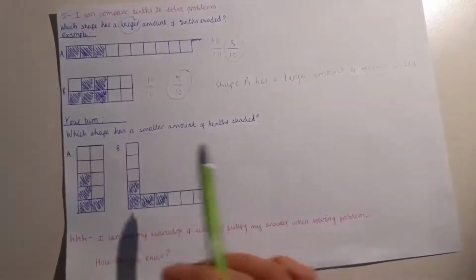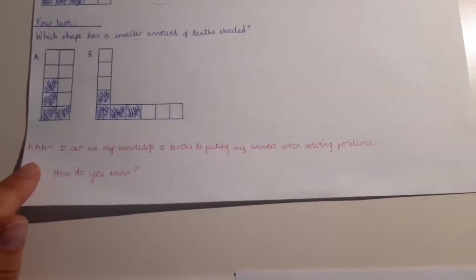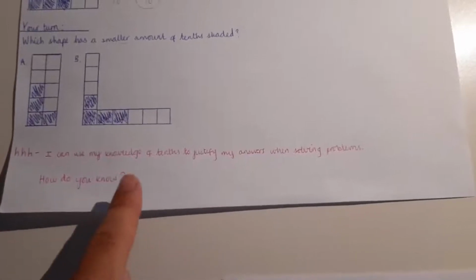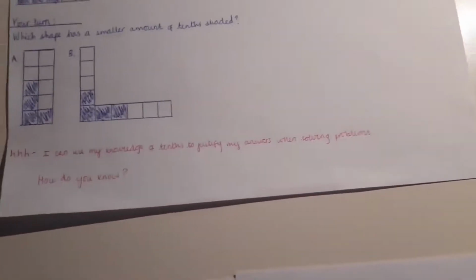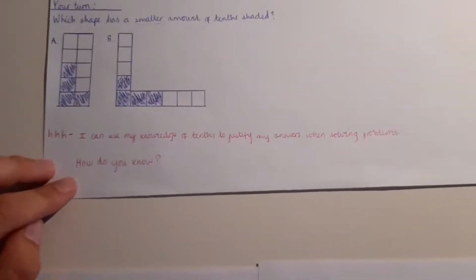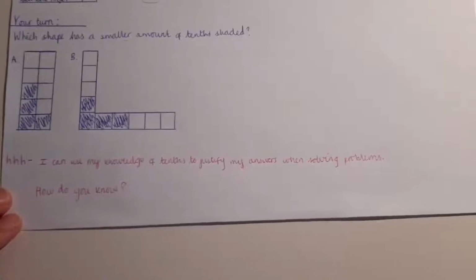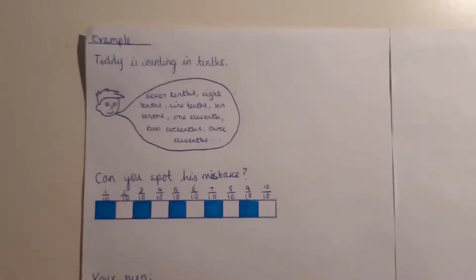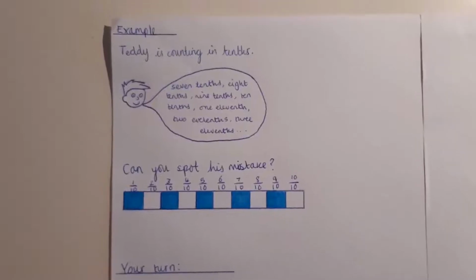Have a go there. Our last stage of the success criteria is hot, hot, hot, and that is: I can use my knowledge of tenths to justify my answers when solving problems. A really key question here is, how do you know? We want to know how you know that that's right and you've got the right answer. So here's our example question that we're going to answer together.